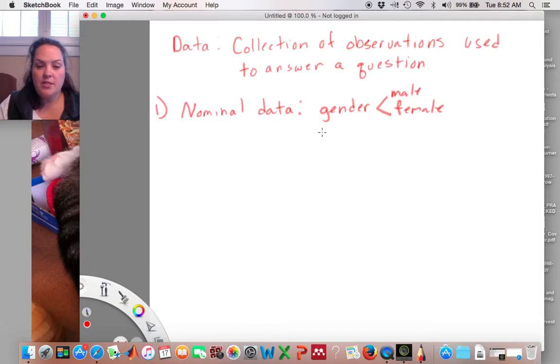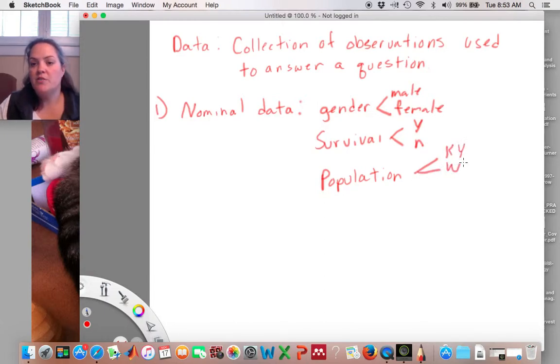Another one is survival. So did a plant or animal survive? Yes. Or did they not survive? No, they died. Another type of nominal data, very simply, could be a yes or no. It's kind of like survival, yes or no. Also population. So I could have a population of plants or animals from Kentucky, from West Virginia, from Ohio.